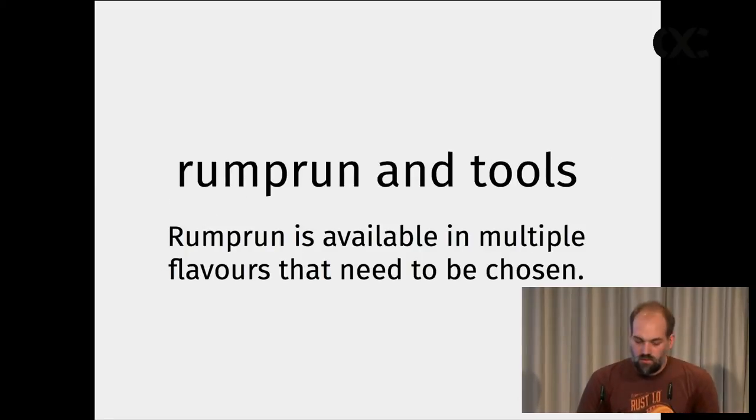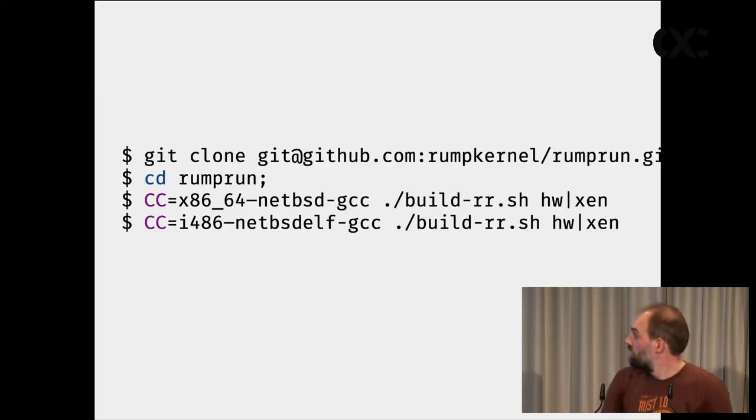And then there's two tools on top, which are called rumprun and the rumprun tools. You just clone the rumprun repository, then you point it to one of the cross compilers you created. That's the i386 and the x86_64 one for 32-bit machines. And what you have to tell it is, should I compile the kernel for hardware mode, standard generic hardware, or with Xen support? Xen support maybe needs Xen installed because it needs the libraries, the headers, and things like that.